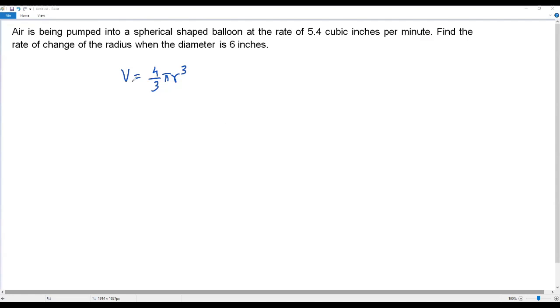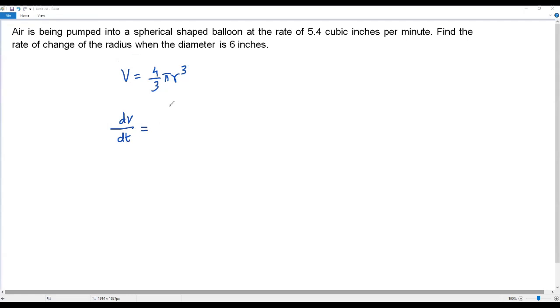So how do we write this as a derivative? That's very simple: dV over dt. The dV is the change in volume, and we write dt in the denominator. That is the change in volume with respect to the change in time. So here we find the derivative on both sides with respect to time.